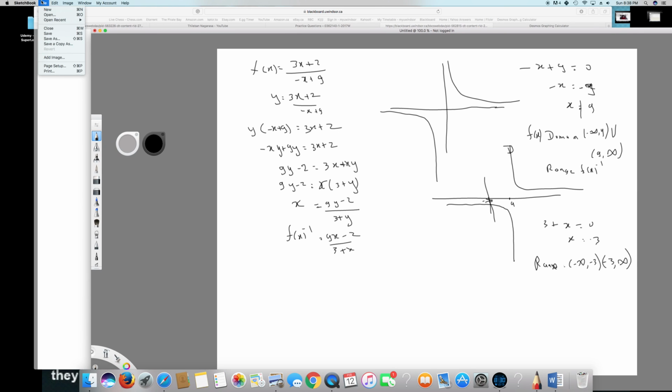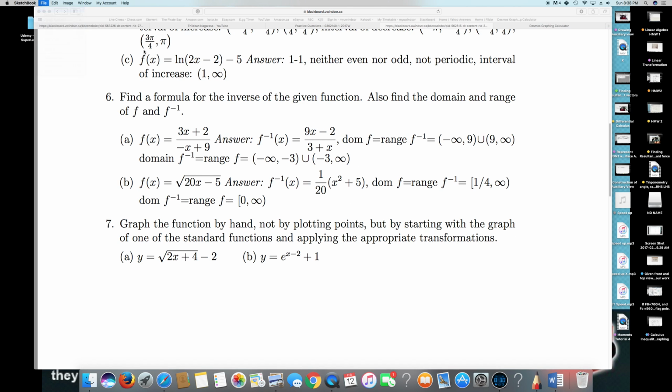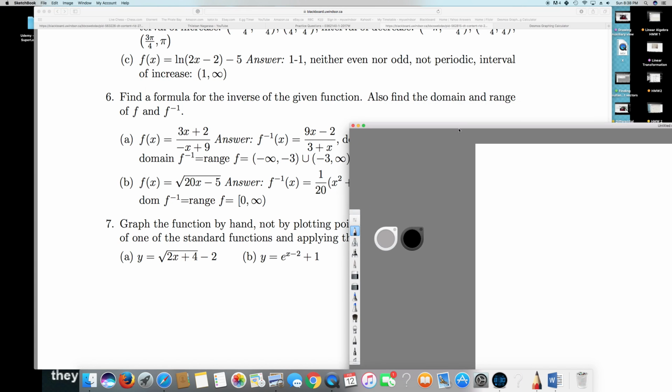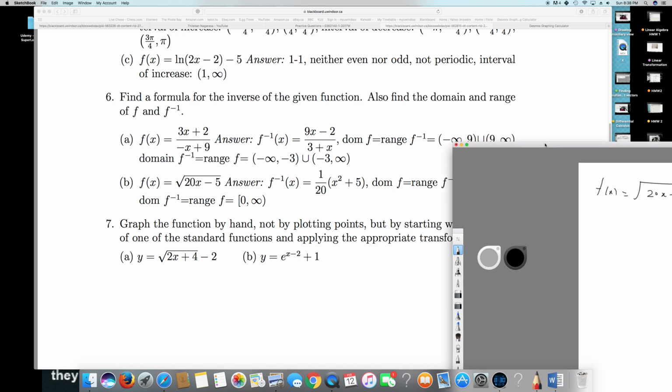Let's do the second question. The second question is f of x is equal to the square root of 20x minus 5. And first of all, the first question is to find the inverse function.